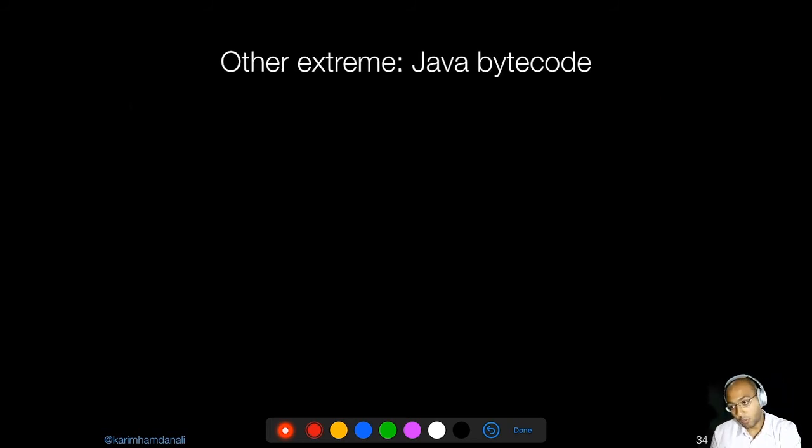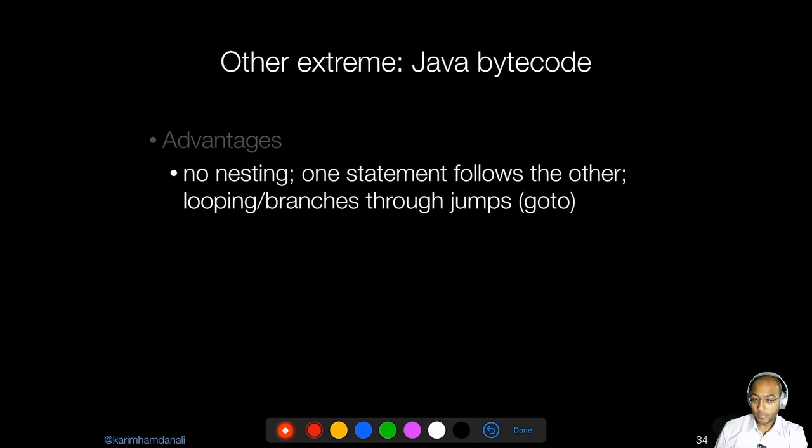On the other extreme, if you're talking about the Java language on one end, we have the Java bytecode, which is one of the other intermediate representations that you will see or use in the Java world. So what are the advantages of Java bytecode? Well, there is no nesting. It's basically a sequential list of instructions. You can still have go-tos and whatnot, but it's a sequence of instructions.